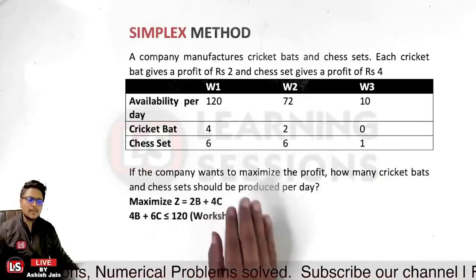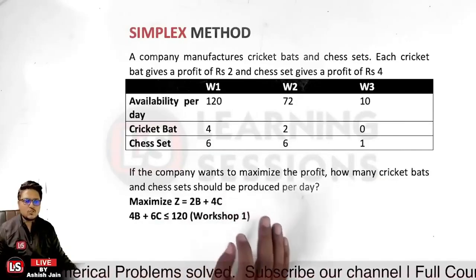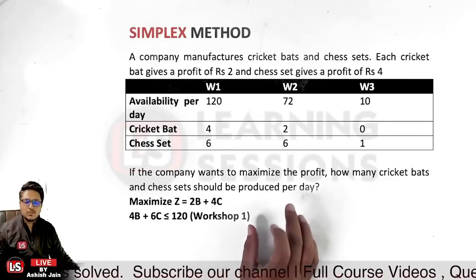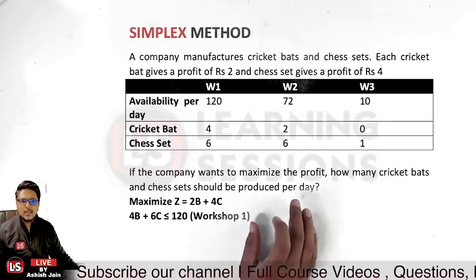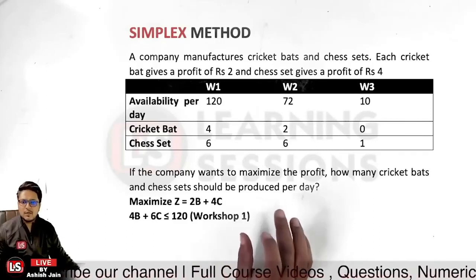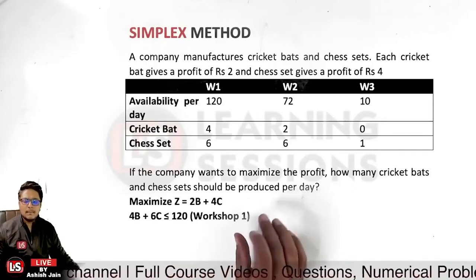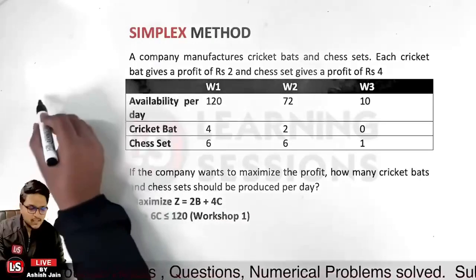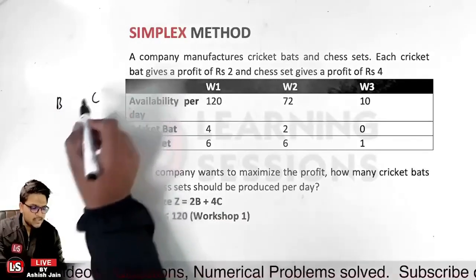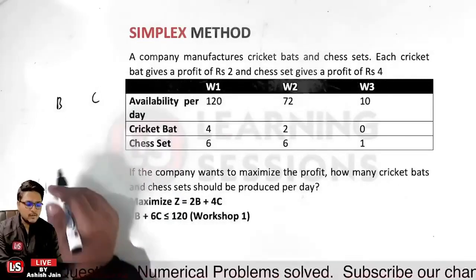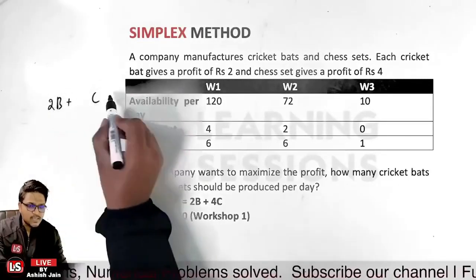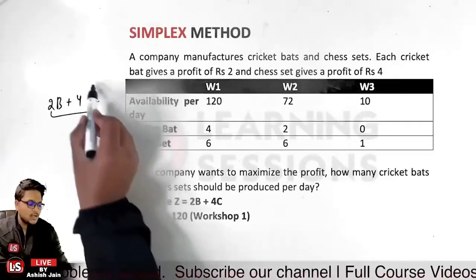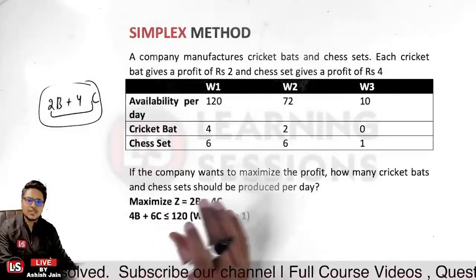If the company wants to maximize the profit, how many cricket bats and chess sets should it be producing per day? So we want to maximize z is equal to 2b plus 4c. Why 2b plus 4c? Because we considered the bat as b and the chess set as c, and for each bat the profit is rupees 2, and for each chess set the profit is rupees 4, and we want to maximize this function. That is the objective function.